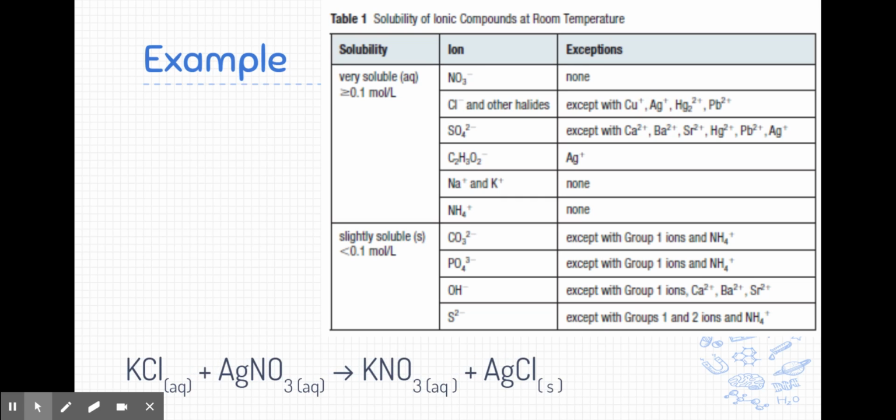So here's our products. KNO3 aqueous, and AgCl solid. So we predict if we mix these two solutions together, we'd see something come out of solution as a precipitate, and that substance would be silver chloride. So you can see what we can do here, which we haven't been able to do previously, is if we see a solid form in an aqueous ionic reaction, we can use the solubility rules to determine which of the products the precipitate is.